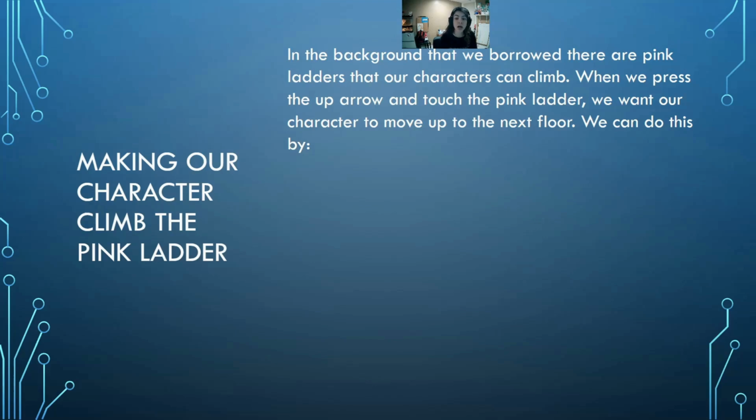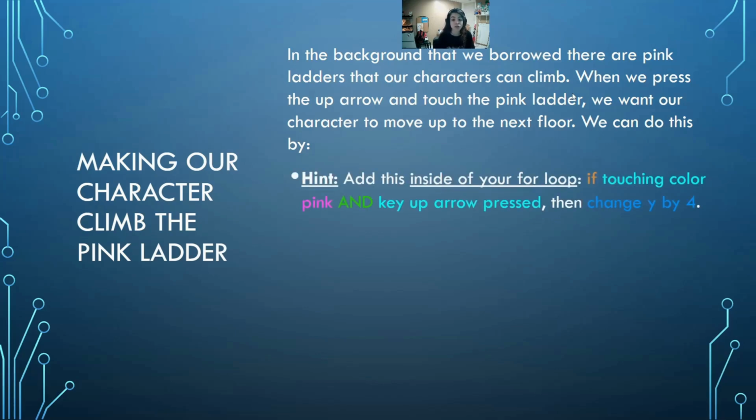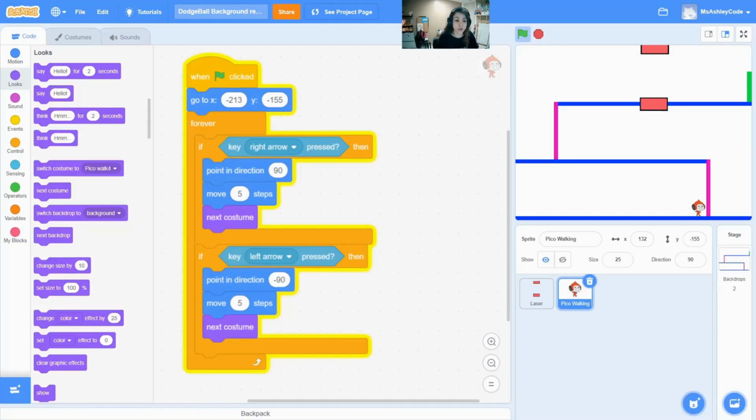So when we click the up arrow and we're touching the pink ladder, we want our character to move up to the next floor. And we can do this by adding a new condition. So here's a hint. Let's add this inside our loop. So if we are touching the color pink and key arrow press, then we can change Y by 4. So let's make sure we add in a new if condition to our forever loop.